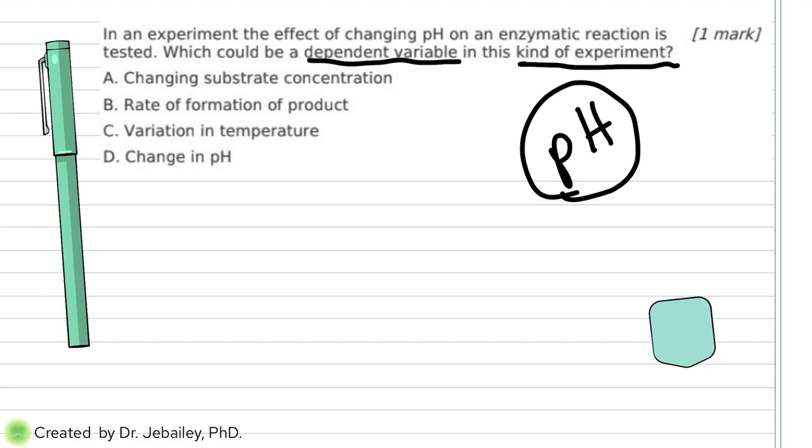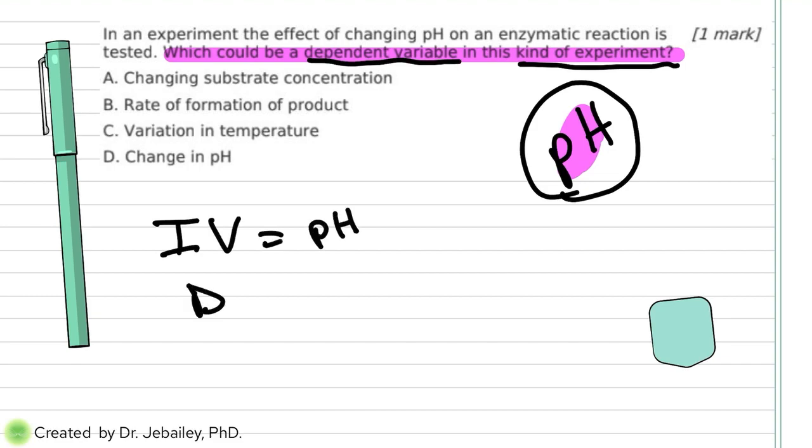It can be a temperature, it can be a pH, it can be a substrate. This question usually comes in multiple choice, trying to test if you know and think about the labs that you're doing. So once again, what is the question asking? Which could be a dependent variable in this kind of experiment? We're saying that we are manipulating the pH. So if the pH is this, that means it's the independent variable. It is the pH. What could be the dependent?